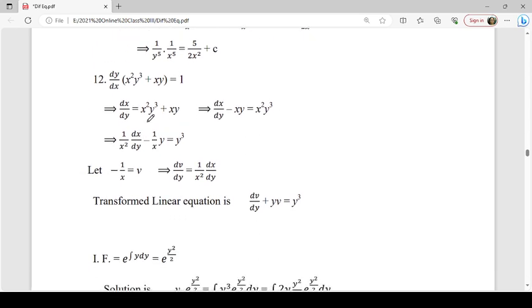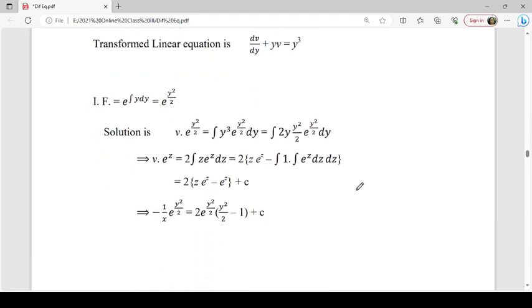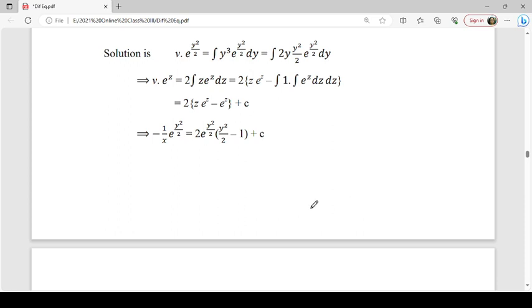This we see now, dy dx, so you write this as dx dy. So y is the independent variable, x is the dependent variable. So we are substituting 1 by x as v, that is minus 1 by x as v, then dv dy. So it is 1 by x square dx dy, like this. So this is the solution.